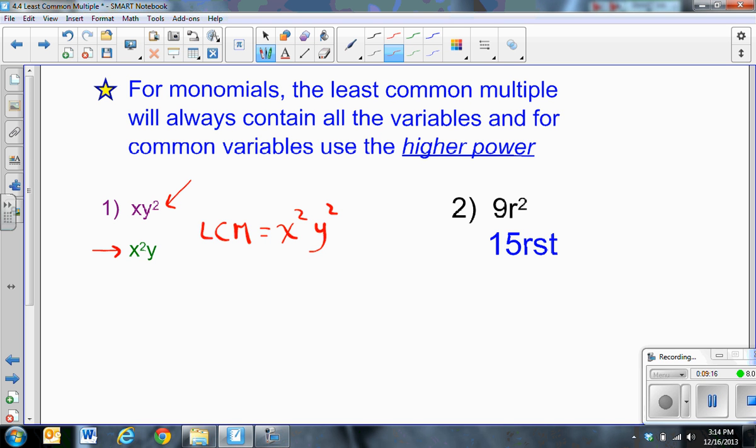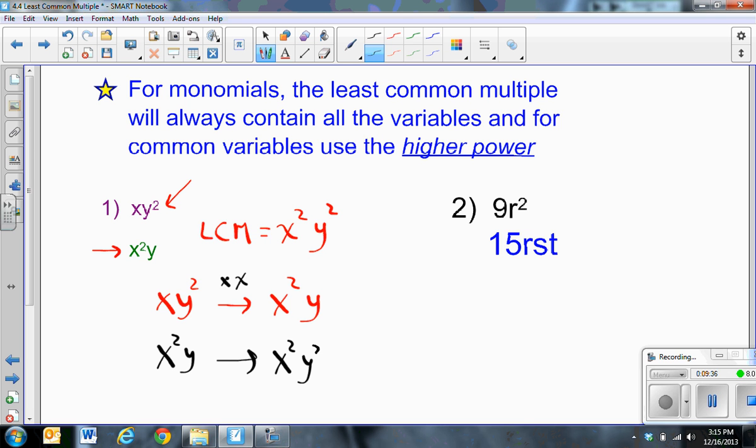Because to get from xy squared to x squared y squared, we can see we have to multiply by an x. If we multiply by an x, we'll get there. And for x squared y, to get to x squared y squared, can you see that we need to multiply by a y? And we're not going to be doing that now, but that's what we will be doing when we put them into fractions.